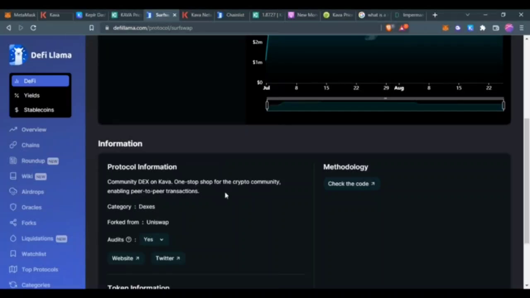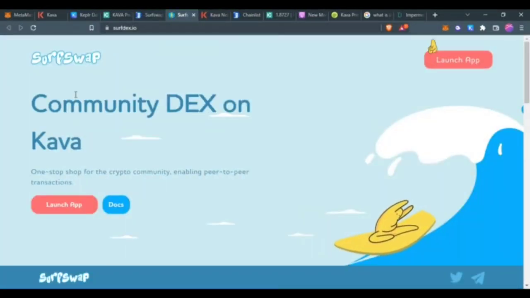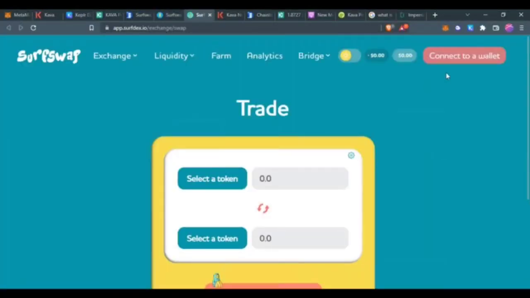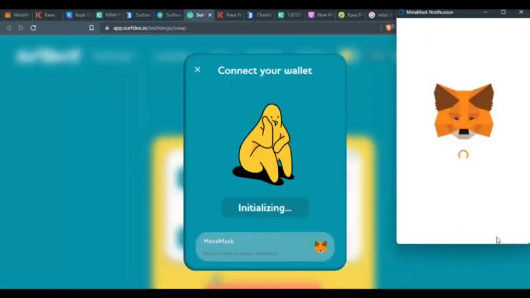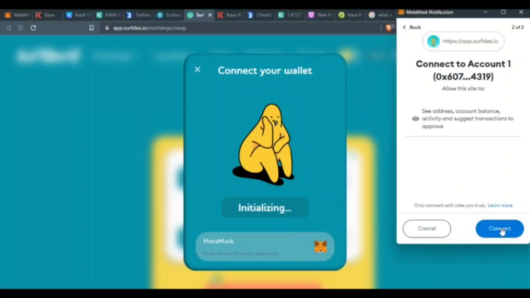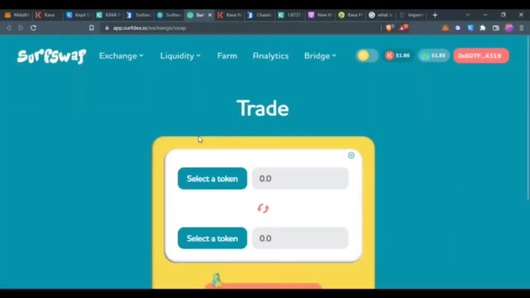Now Surf Swap. Let's take a look at this. Community Dex on Kava, one-stop shop for the crypto community, enabling peer-to-peer transactions. Let's take a look because now we're jumping into the Kava network. Interesting. One-stop shop for crypto. Let's take a look. Launch the app. Go ahead and connect to our MetaMask, like so. Right now, this token Surf Swap is at $1.85.